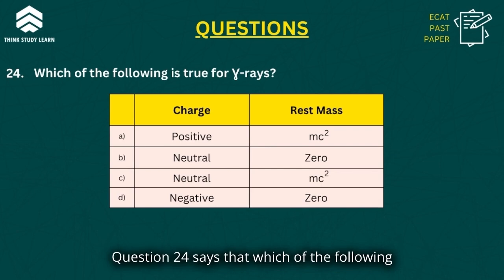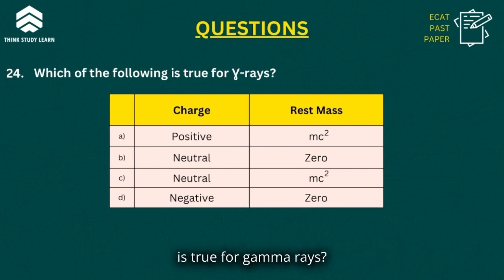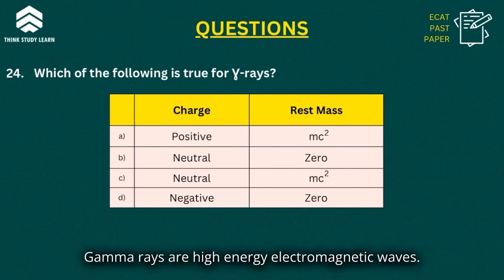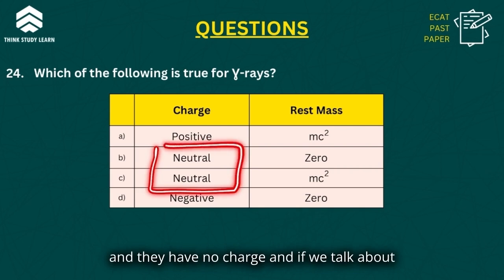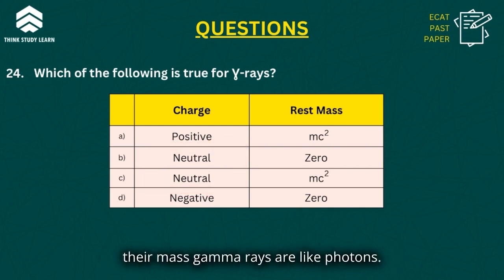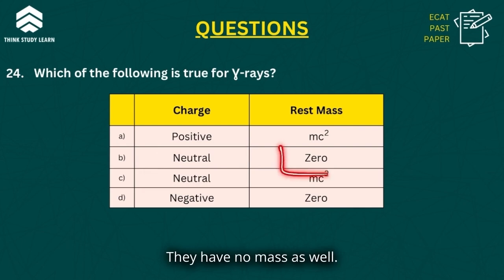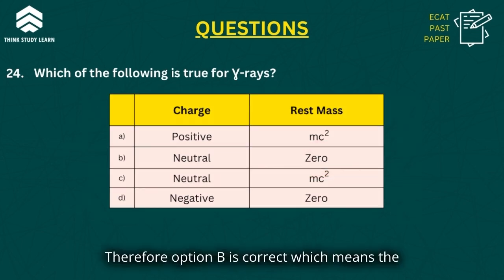Question 24 says, which of the following is true for gamma rays? Gamma rays are high energy electromagnetic waves. Talking about their charge, they are neutral and they have no charge. And if we talk about their mass, gamma rays are like photons. They have no mass as well. Therefore, option B is correct, which means the gamma rays are neutral and rest mass is zero.